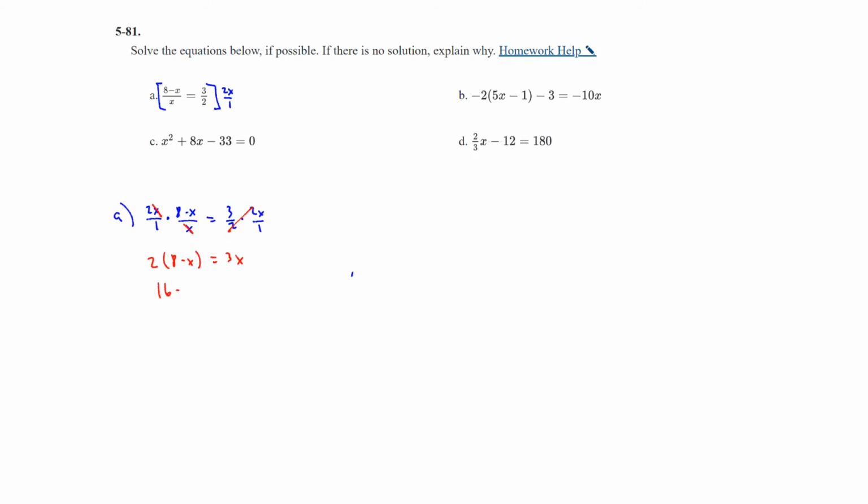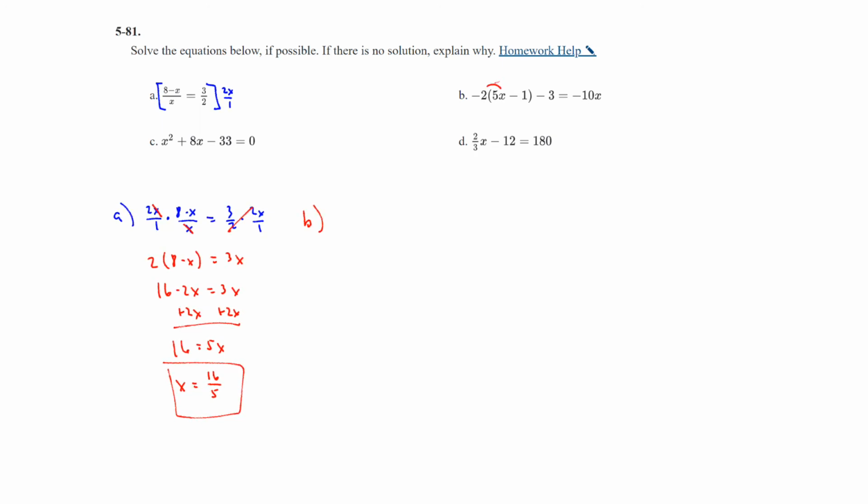So we'll go ahead and distribute the 2. We need to get the x's on the same side, so we'll add 2x to both sides. Creates a 0, and then 16 is equal to 5x. And then when you divide by 5, you get x equals 16 over 5. Alright, on to B.